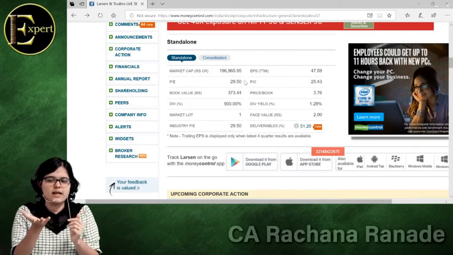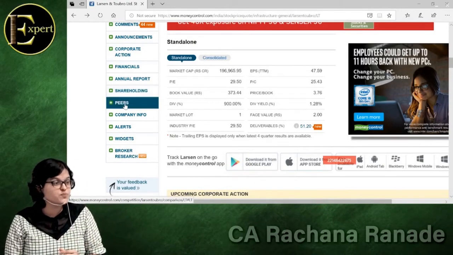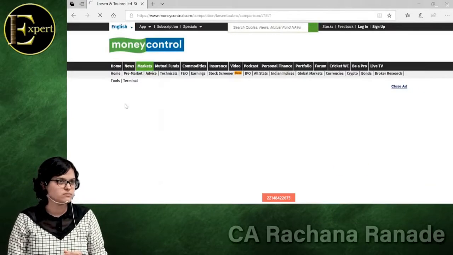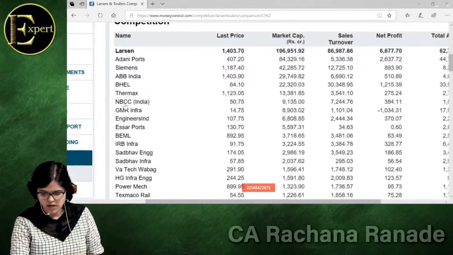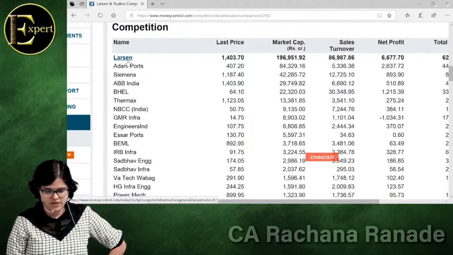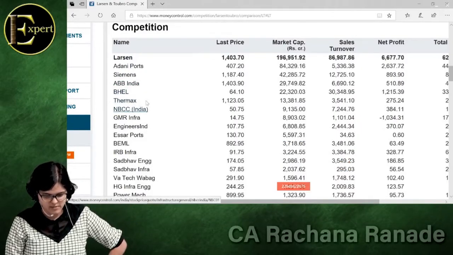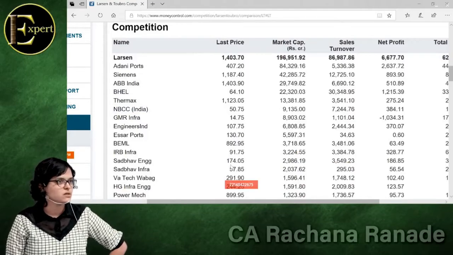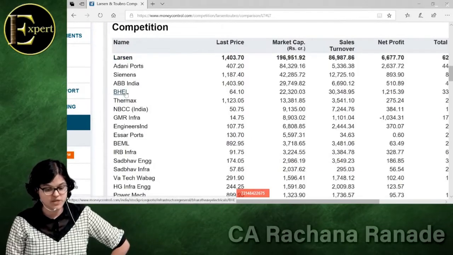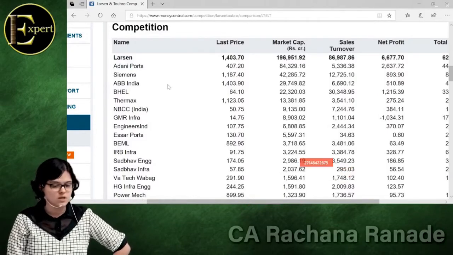I'll check that L&T is into infra. So let me check who all are its peers. You understand a peer? Peer is a competitor. So now if we check who all are the peers. So I'll check Larsen ka peer is Adani Ports, Siemens, ABB, BHEL, Thermax, NBCC, all are its peers. Okay, then I may check how much is Larsen's PE versus how much is BHEL's PE. Then I can check how much is Larsen's PE, how much is Siemens PE, and then compare with everything.